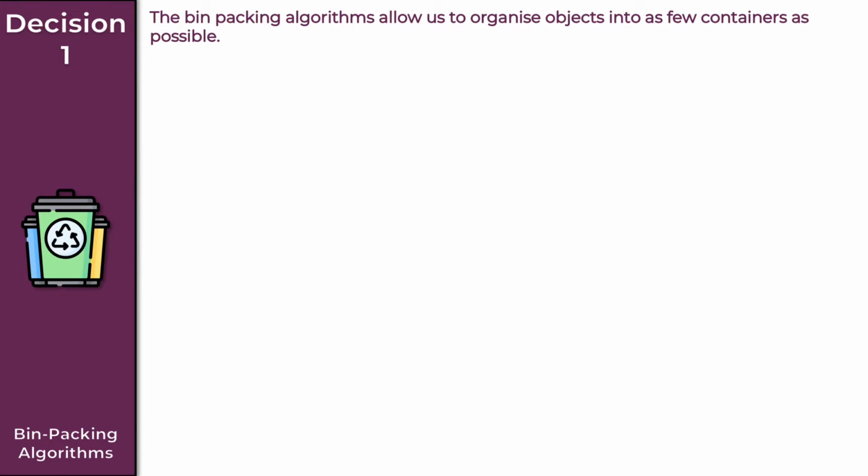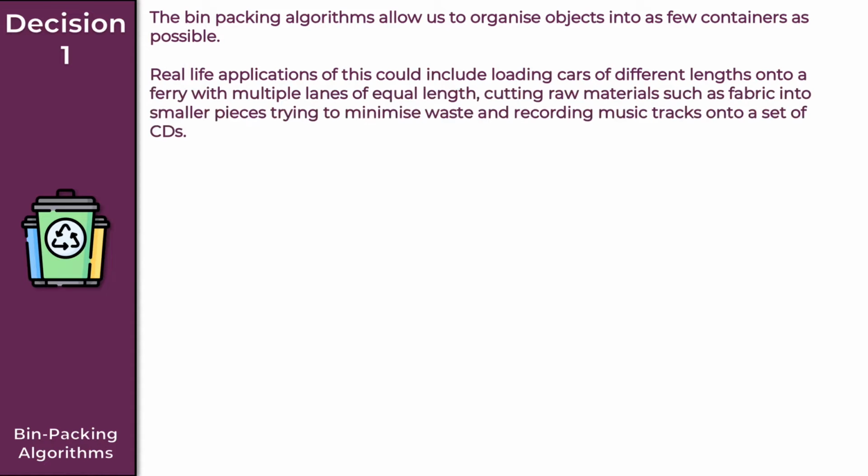In this video here, we're going to take a look at the bin packing algorithms. Now, the bin packing algorithms allow us to organize objects into as few containers as possible. Some real-life applications of this could include, for example, loading cars of different lengths onto a ferry with multiple lanes of equal length, or cutting raw materials such as fabric or metal into smaller pieces trying to minimize waste, and also recording music tracks onto a set of CDs.